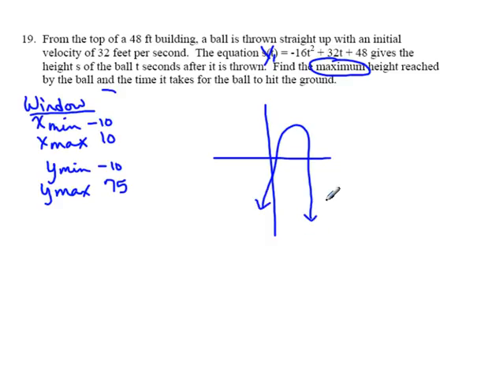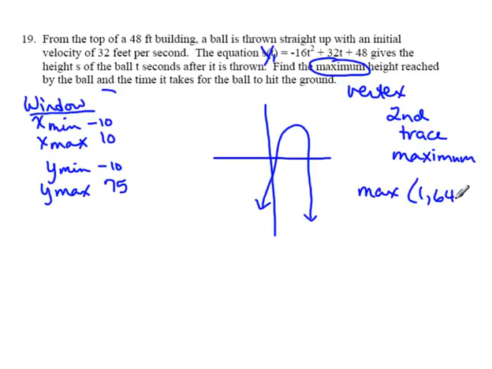Okay, now remember what we're trying to do is find the maximum height, which means the vertex. That's what you're trying to find. And with your calculator, recall that you can do that by doing second trace maximum. Okay, so go ahead and find the maximum. Pause if you'd like to do that. I found the max to be the point (1, 64).